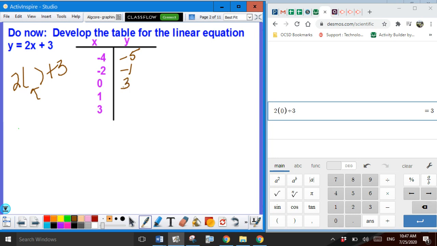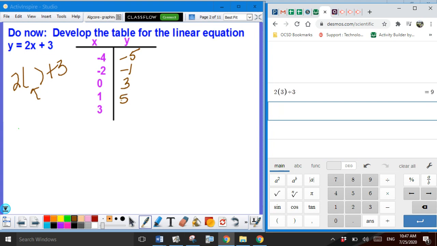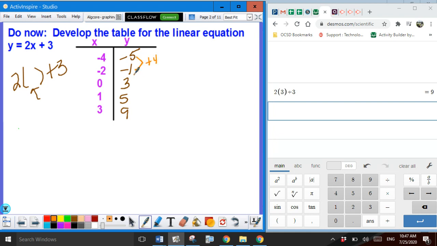And if I change the 0 to a 1, I get 5. And if I change the 1 to a 3, I come up with 9. So hopefully you came up with those numbers. And hopefully, if you're looking for patterns, you noticed that between these, I added 4. And between these, I added 4. And between these, I added 4.